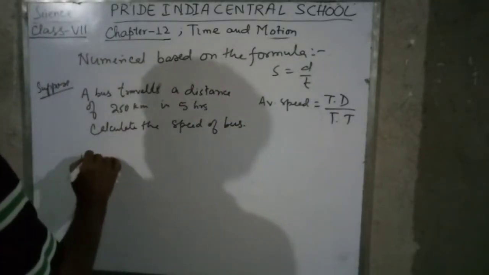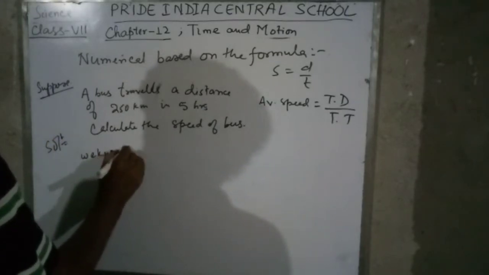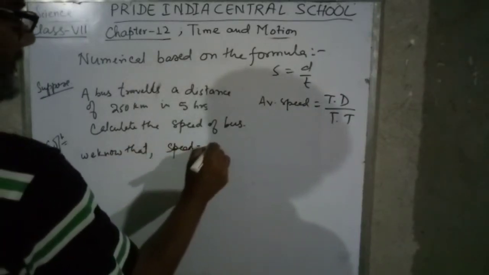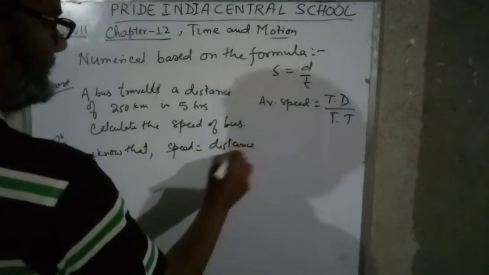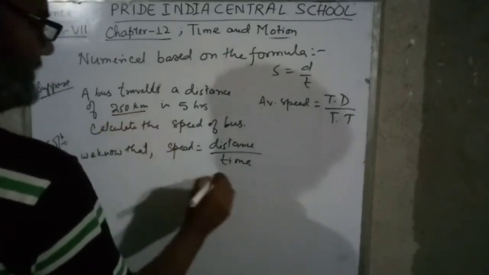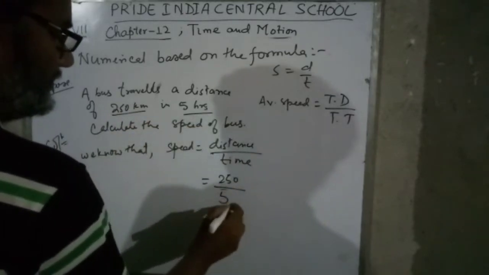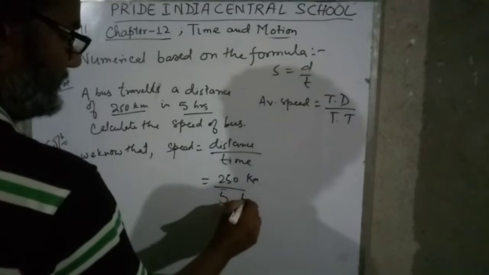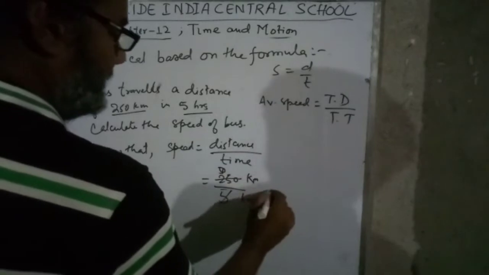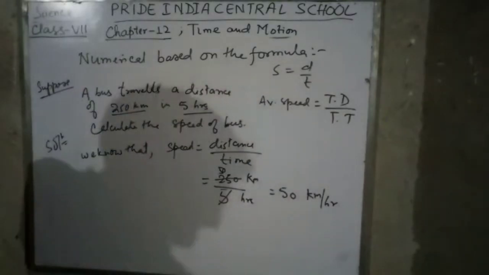Now, as we know that speed is equal to distance by time. Therefore, distance is 250 kilometers and the time is 5 hours. It is in kilometers, this is in hours. So, speed is equal to 50 kilometers per hour.